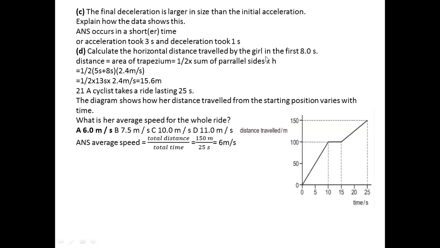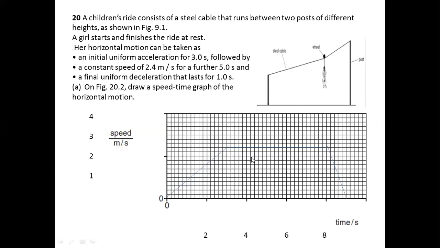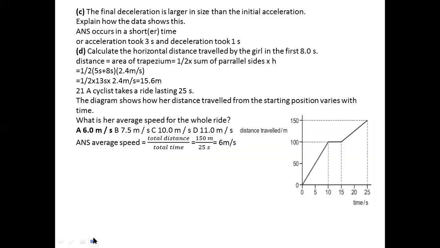Calculate the horizontal distance traveled by the girl in the first 8 seconds. So how to calculate distance traveled from a speed time graph? We have to calculate the area, and the shape of the area is a trapezium: half into sum of parallel sides into height. So one of the parallel sides is equivalent to 5 and the other is 8. And the total height is 2.4 meter per second. Now you can see the figure again. Over here, this is forming a trapezium. One parallel side is 9 and the other is 5. And height is equivalent to 2.4. Okay, coming back. So half into sum of parallel sides into height. After substituting the values, the final answer is 15.6 meter.